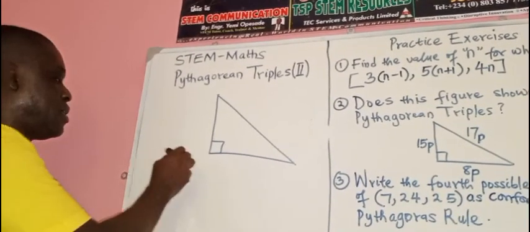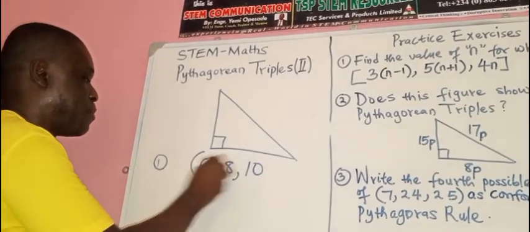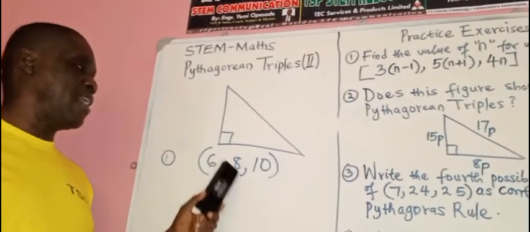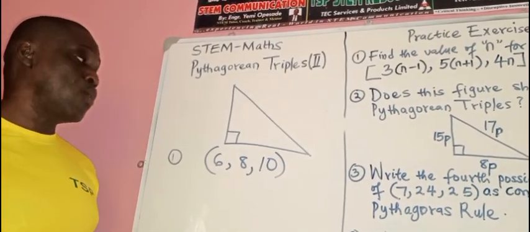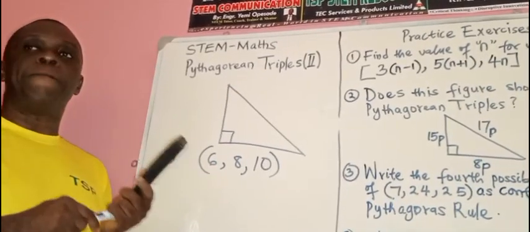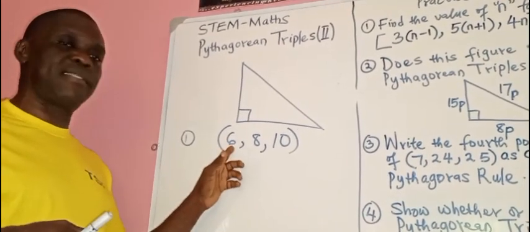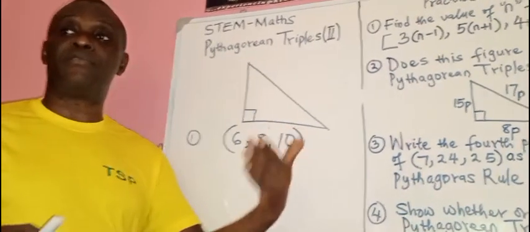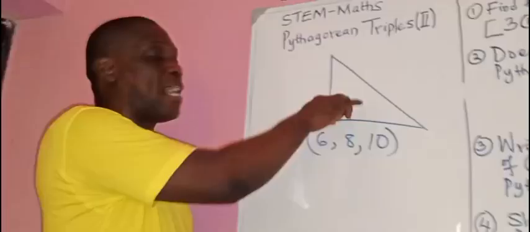So let's see. Now, example 1. Show whether or not the following is a Pythagorean triple. Look at this. The question is, show whether or not 6, 8, 10 is a Pythagorean triple. Show whether or not 6, 8, and 10 is a Pythagorean triple.